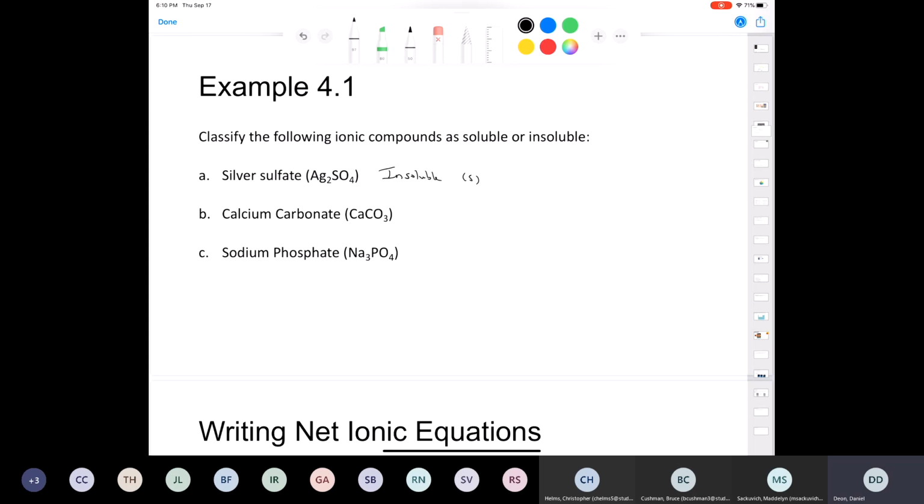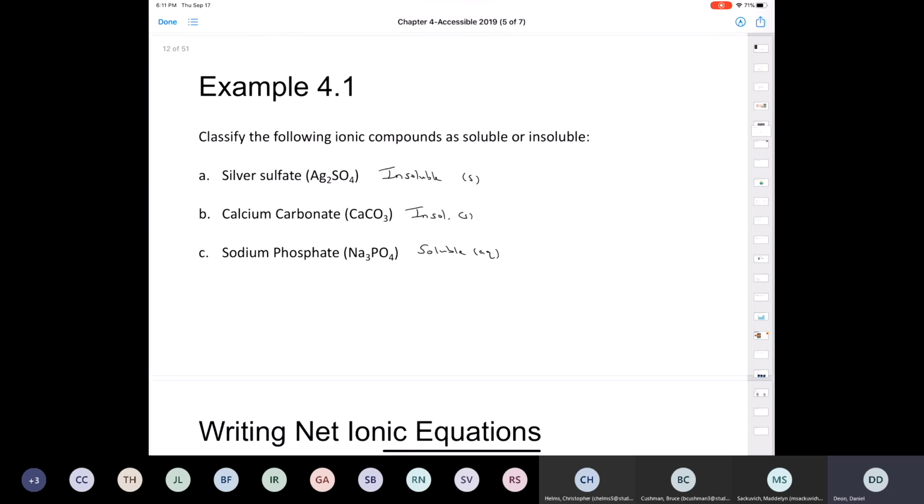I'll just throw it out there. Does anybody have an answer for calcium carbonate? CaCO3. Calcium carbonate. Anybody? I'm making the assumption that you have the slides printed out. Am I assuming too much? All right, well, I'll help you out. Calcium carbonate is insoluble, solid, and sodium phosphate is soluble. All right, so that means it's aqueous.